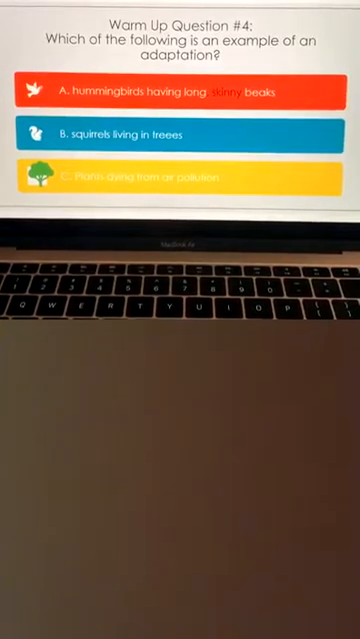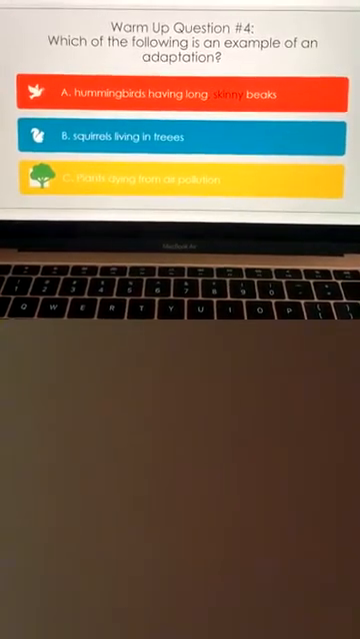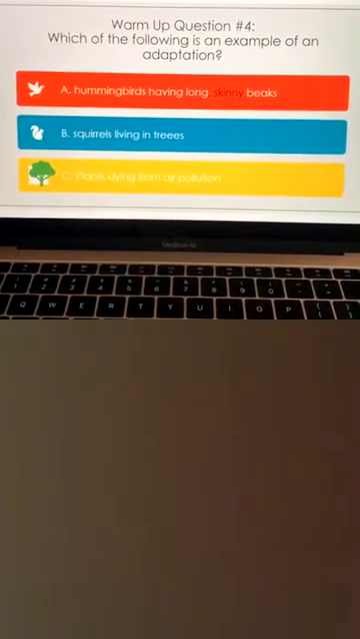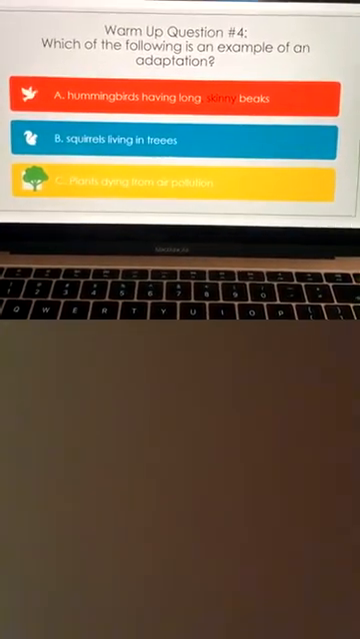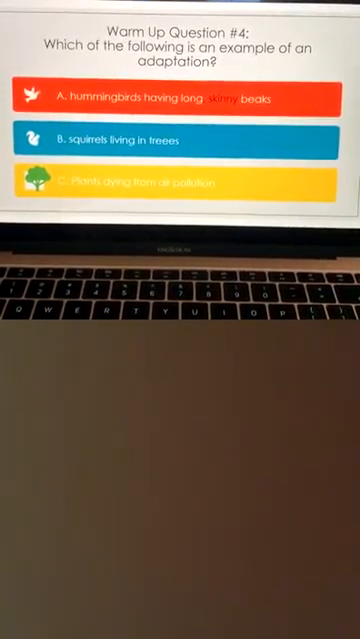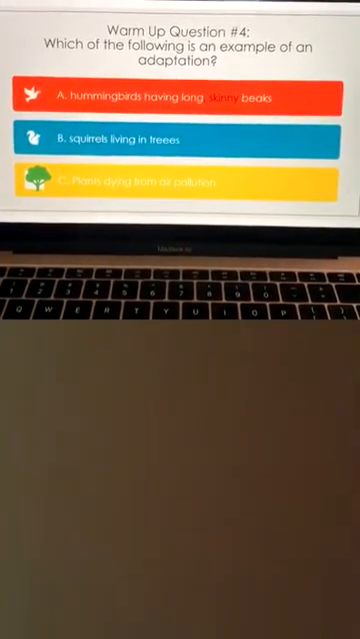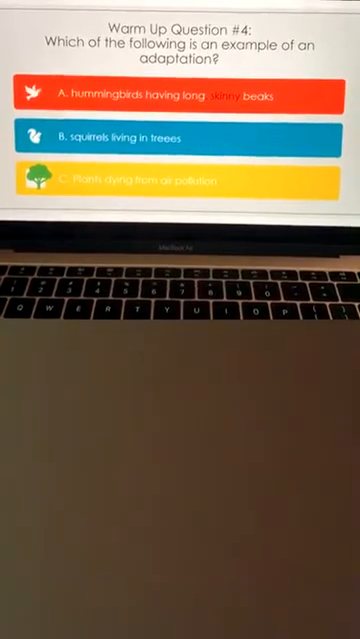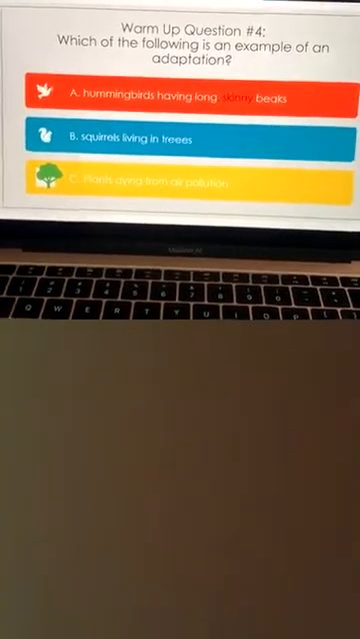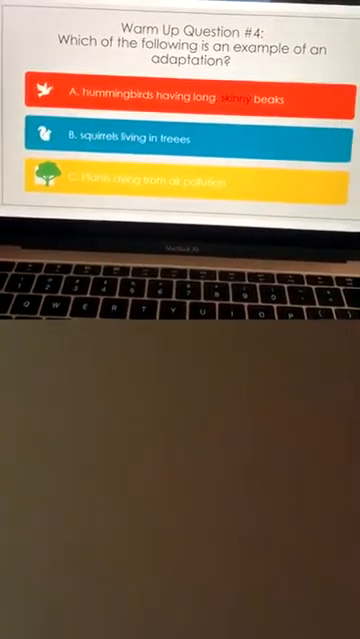Which of the following is an example of an adaptation? Moving forward in about 20 seconds. Type your answer in the comment section. I got another A. All right. So we're at about 7 A's and 2 C's.